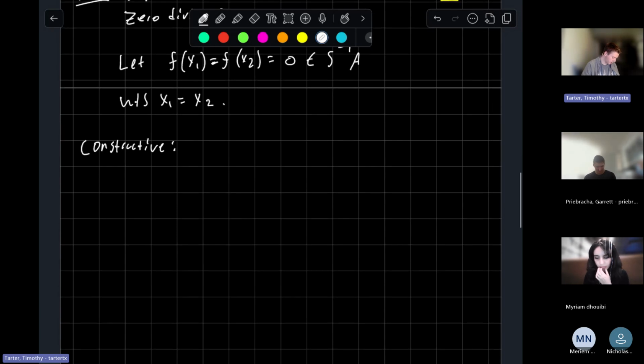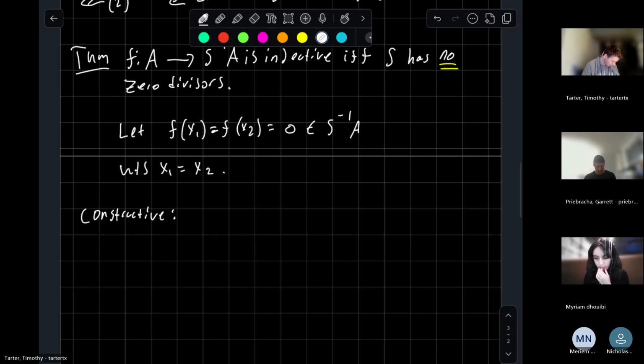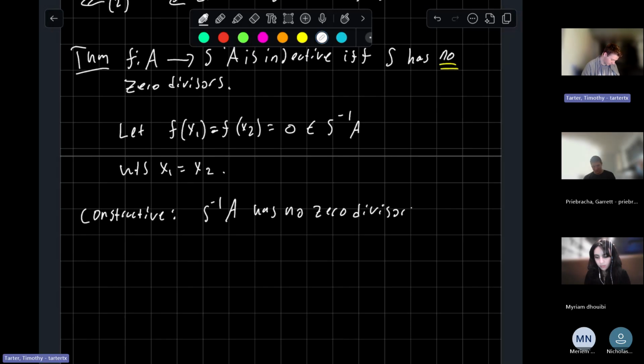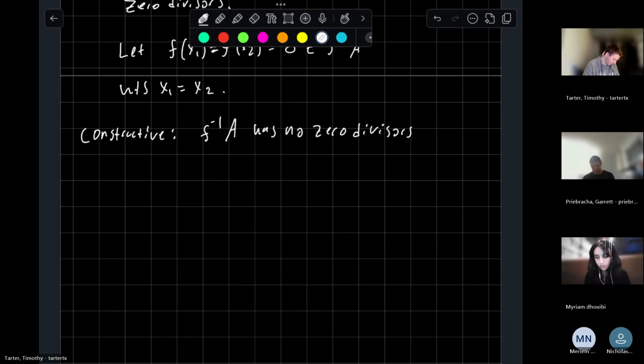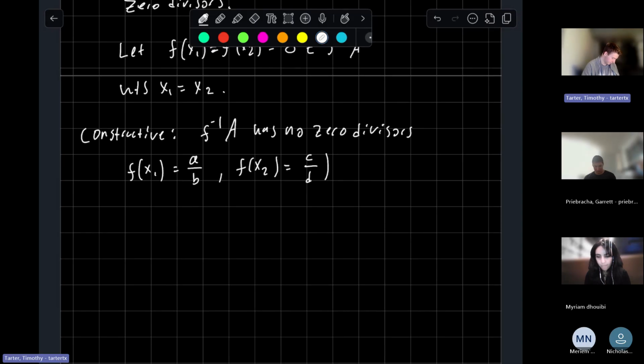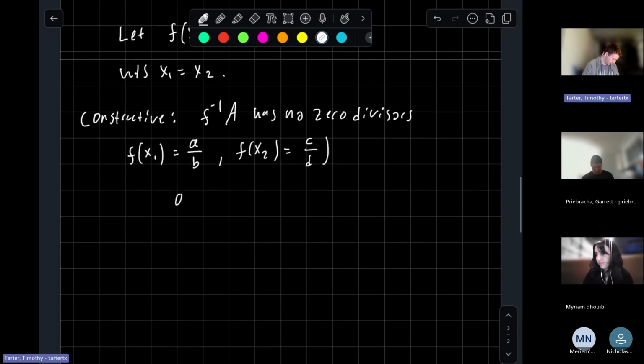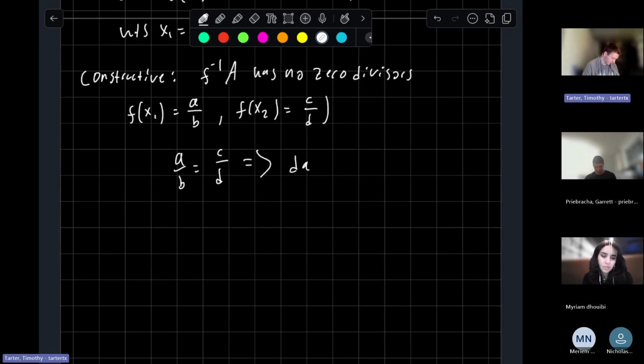So the constructive proof is that, okay, S inverse of A has no zero divisors, and then f of x1 we'll just say is equal to A over B, and f of x2 is equal to C over D. So then A over B is equal to C over D implies that dA is equal to BC is equal to 0.